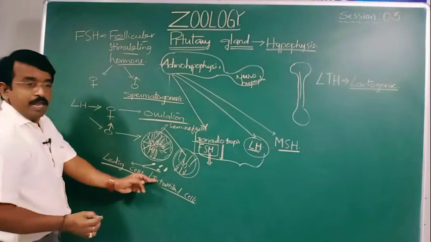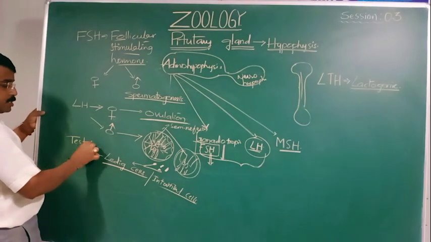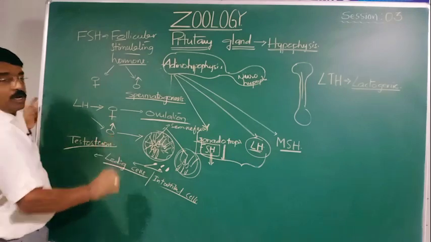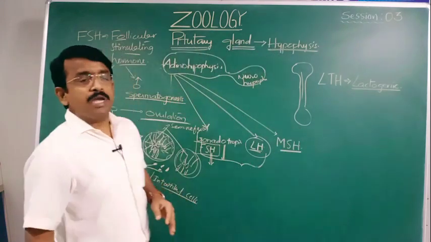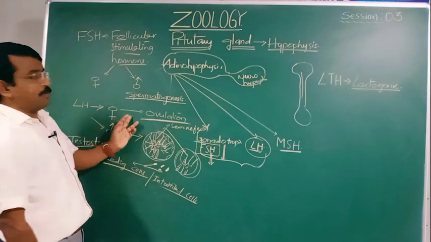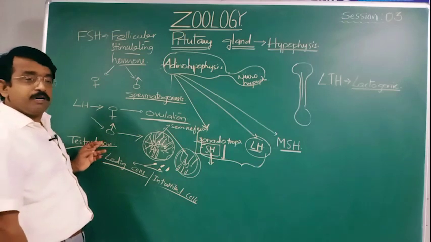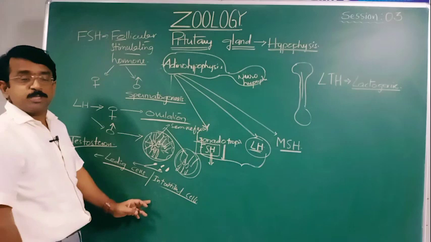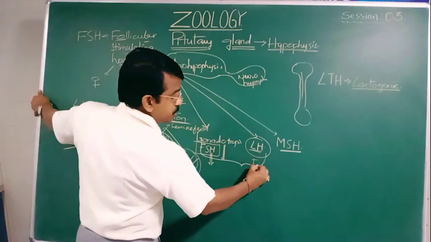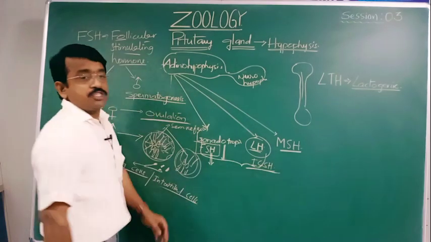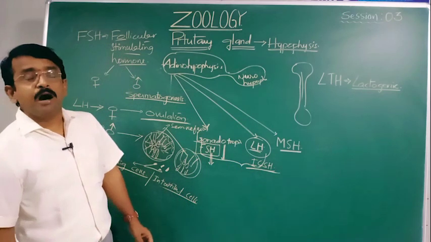The LH stimulates the Leydig cells to synthesize the androgen named testosterone. Testosterone is a male reproductive hormone. Thereby, the secondary sexual characters in male are maintained by this. So, LH in female is for ovulation, and LH in male is for the synthesis of testosterone from Leydig cells or interstitial cells. As it stimulates the interstitial cells, the LH is named ICSH, interstitial cell stimulating hormone. It stimulates the interstitial cells. That's what ICSH, interstitial cell stimulating hormone. Thank you.